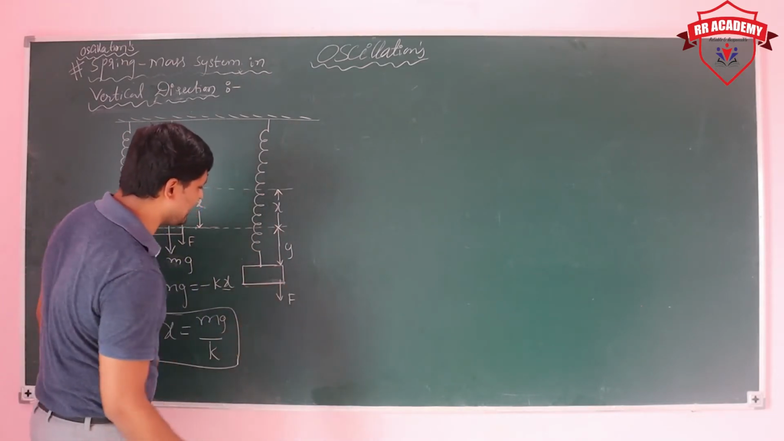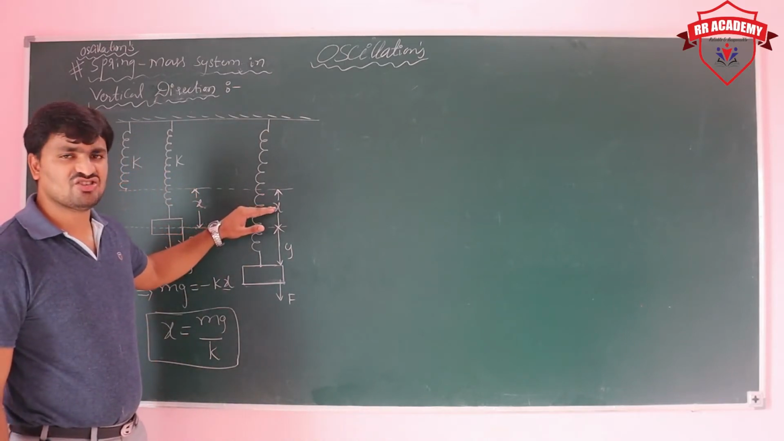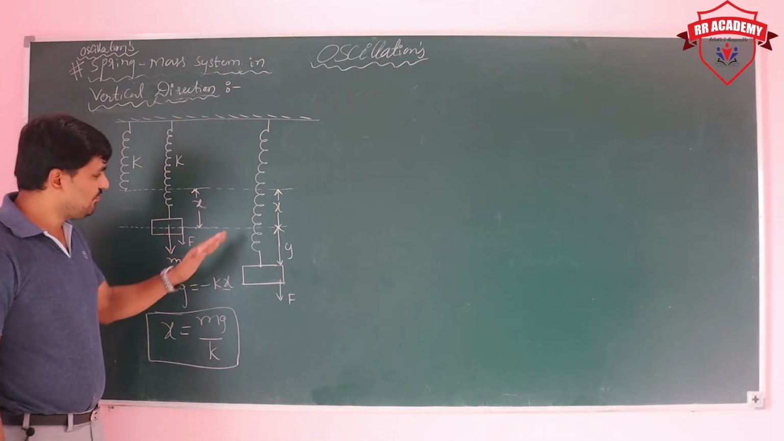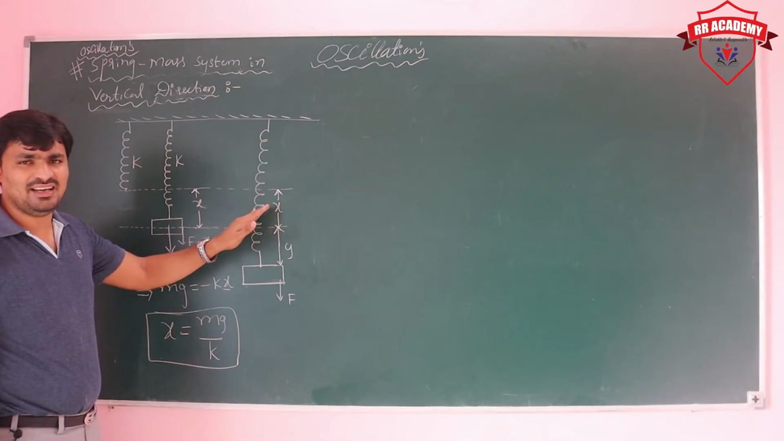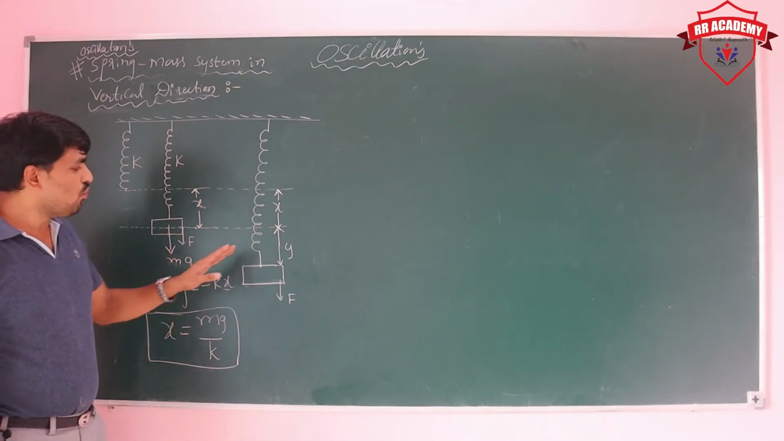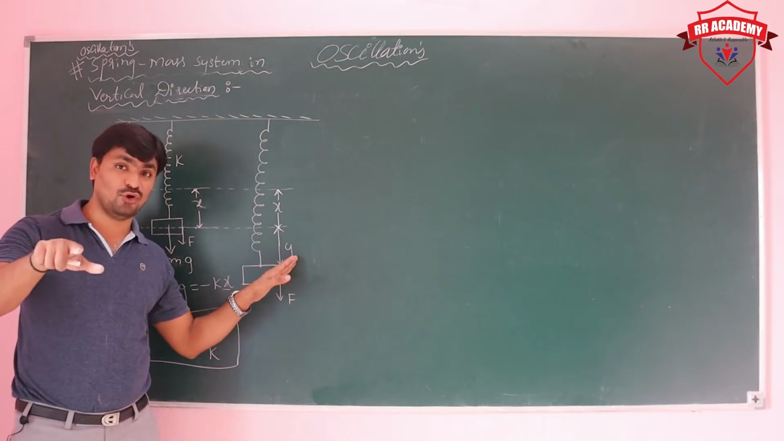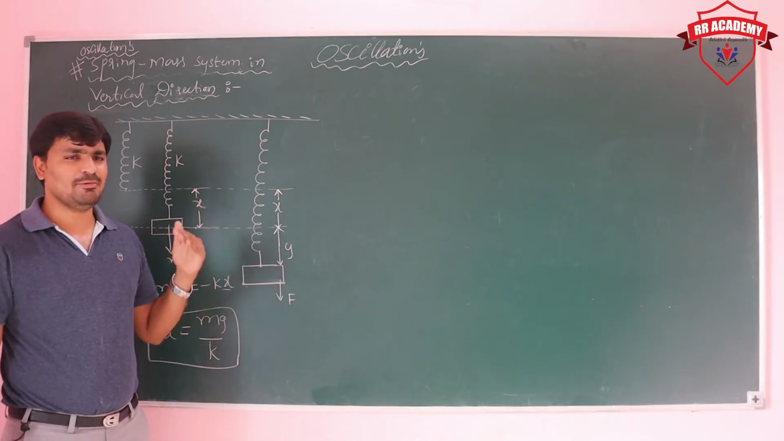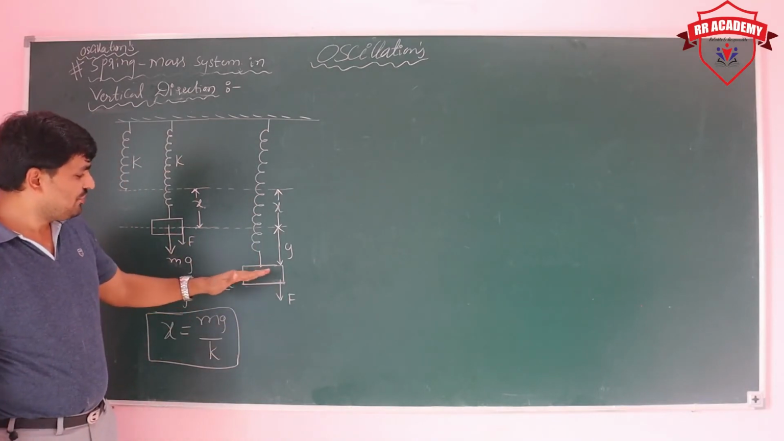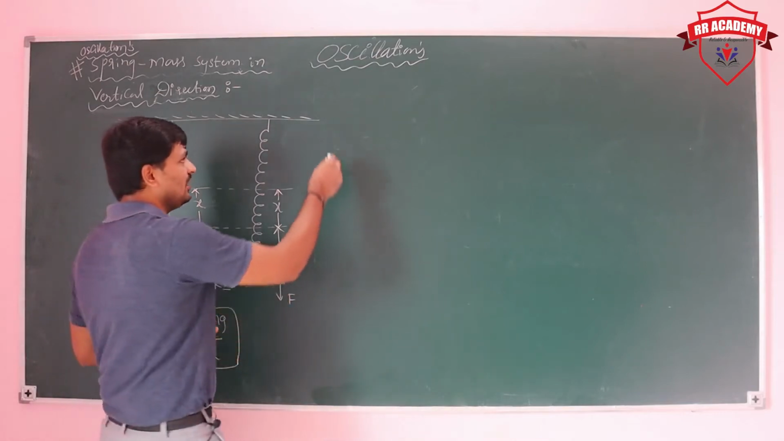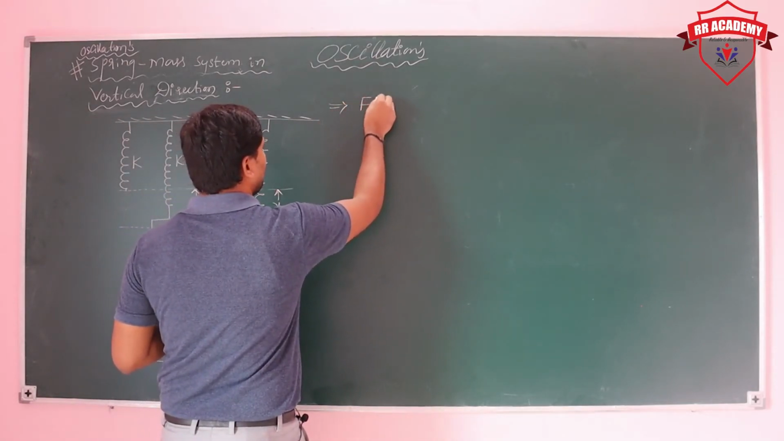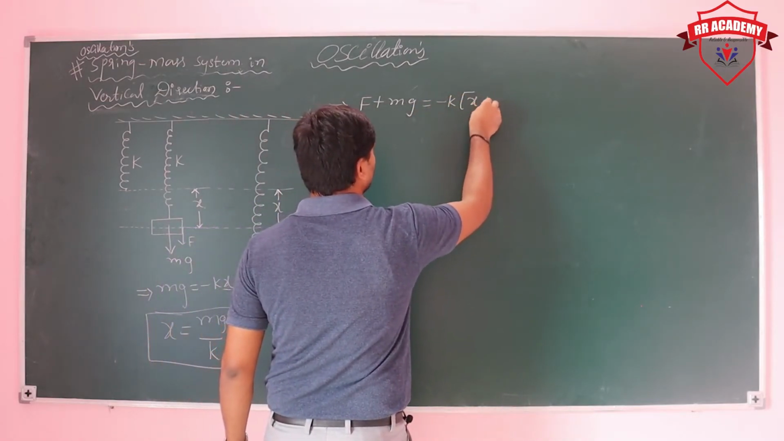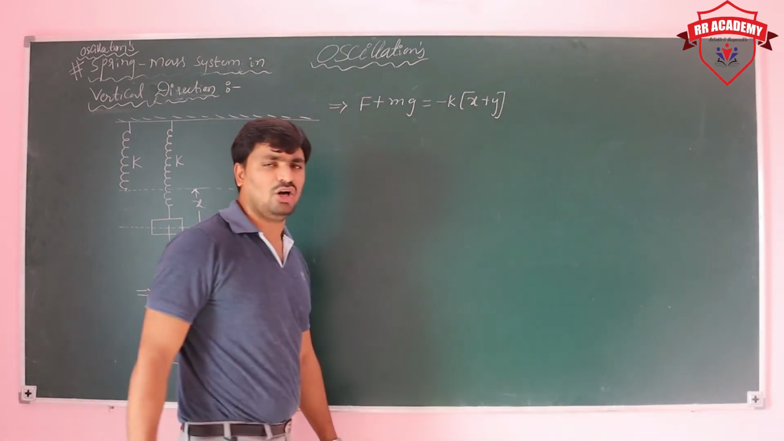So here you can say that the x extension is due to the weight of the body. The y displacement is due to the applied force. Don't forget: x displacement is due to the weight of the body, y displacement is due to the applied force. Now the total force acting on it is the applied force plus the weight of the body, which is equal to minus k into (x plus y). Are you accepting it or not?